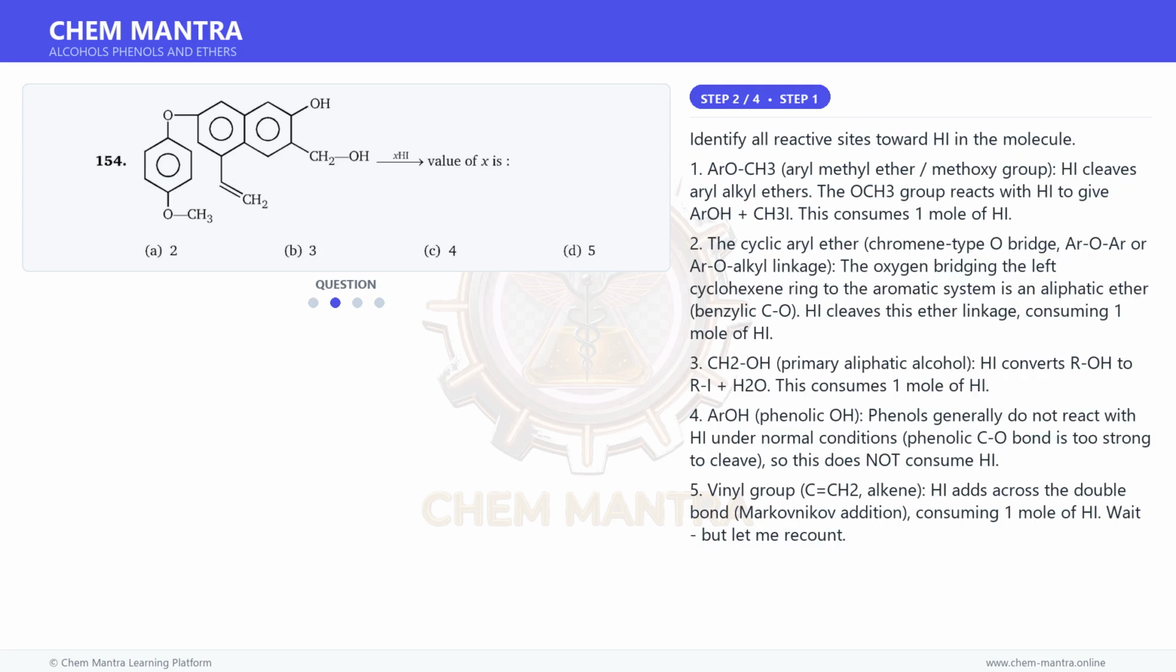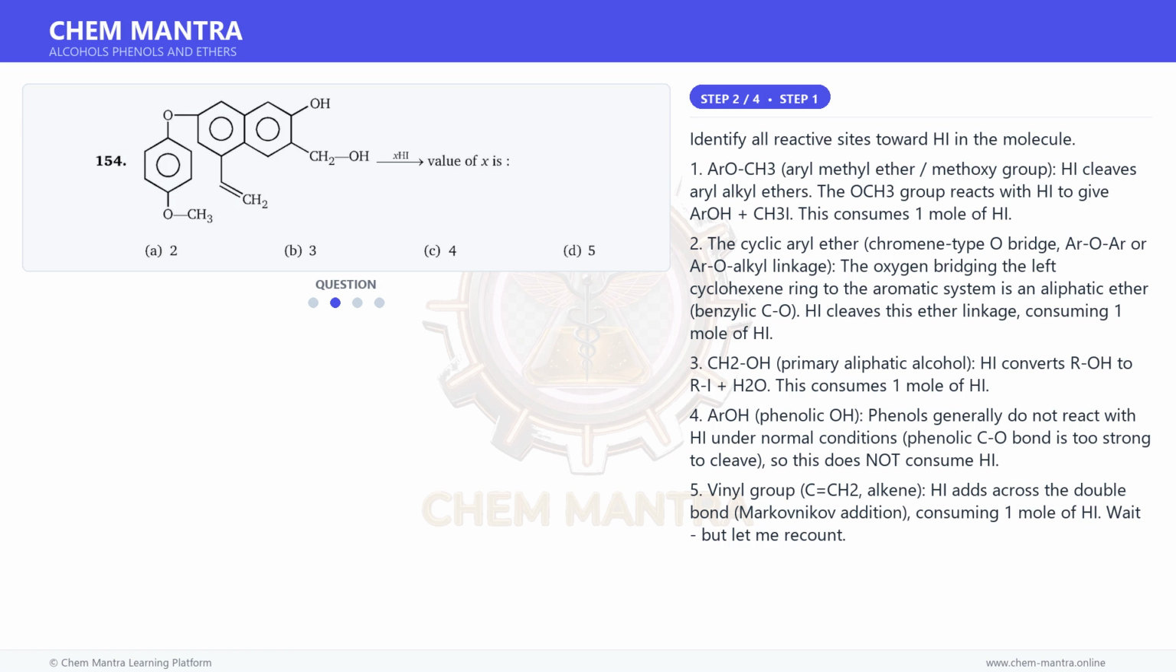Moving on to the next step. Identify all reactive sites toward HI in the molecule. 1. ArO-CH3, aryl methyl ether, methoxy group. HI cleaves aryl alkyl ethers. The OCH3 group reacts with HI to give ArOH plus CH3I. This consumes 1 mole of HI.